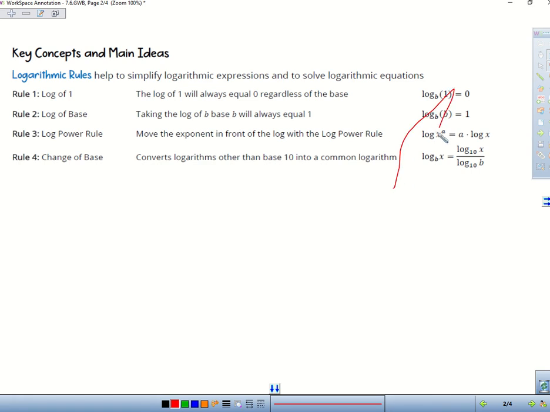The first important rule you need to know is that if you take the log of 1, it doesn't matter what your base is, the answer is always 0. Okay, so if you take the log of 1, it's always going to be 0. Doesn't matter what the base is.